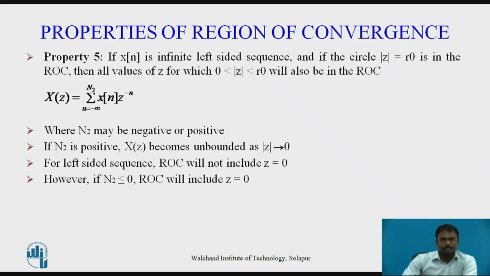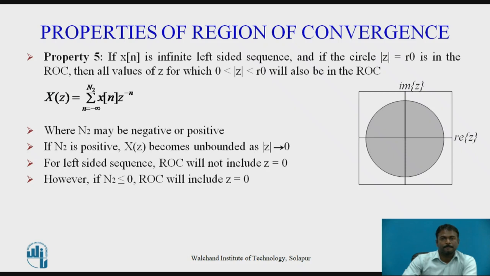If n2 is positive, x of z becomes unbounded as mod z tends to 0. For a left-sided sequence, the ROC will not include z equal to 0. However, if n2 is either 0 or negative, the ROC will include z equal to 0. And the diagram represents the region of convergence. The region of convergence is within the circle as shown in the figure.